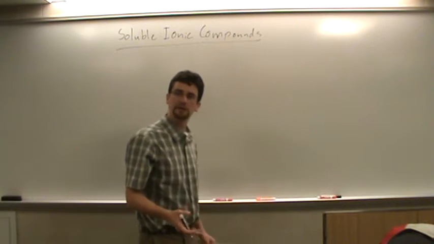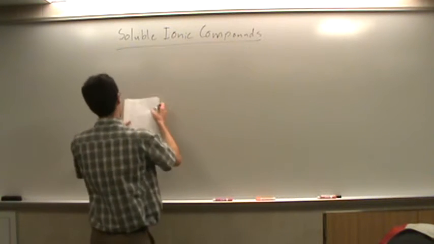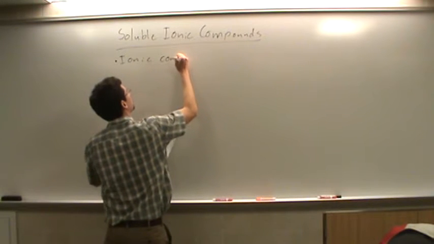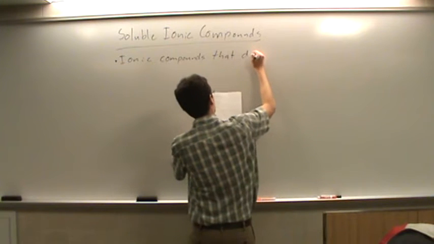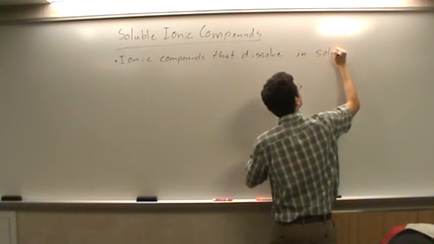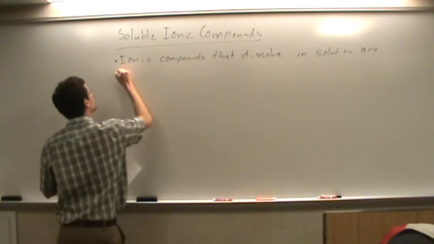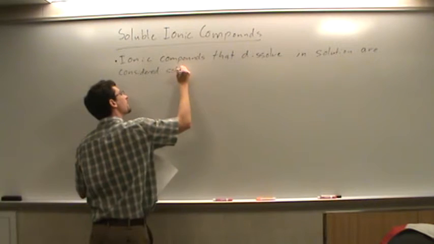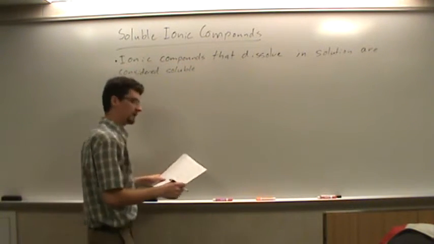Ionic compounds that dissolve in solution are considered soluble. They go into the salt. So ionic compounds that dissolve in solution are considered soluble. So they go into solution. Well, how does this happen?